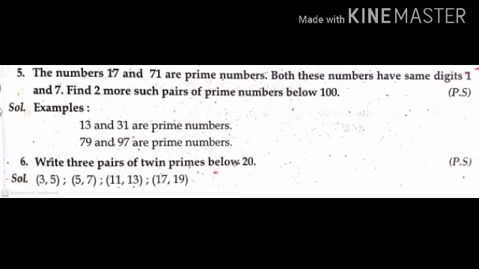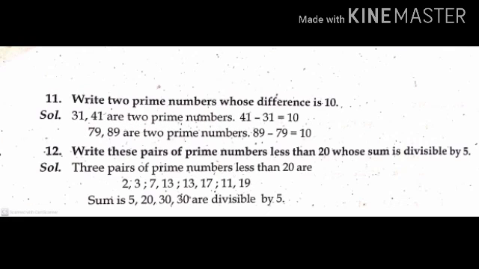Sixth question. Write three pairs of twin primes below 20. Solution. 3 and 5, 5 and 7, 11 and 13, 17 and 19.